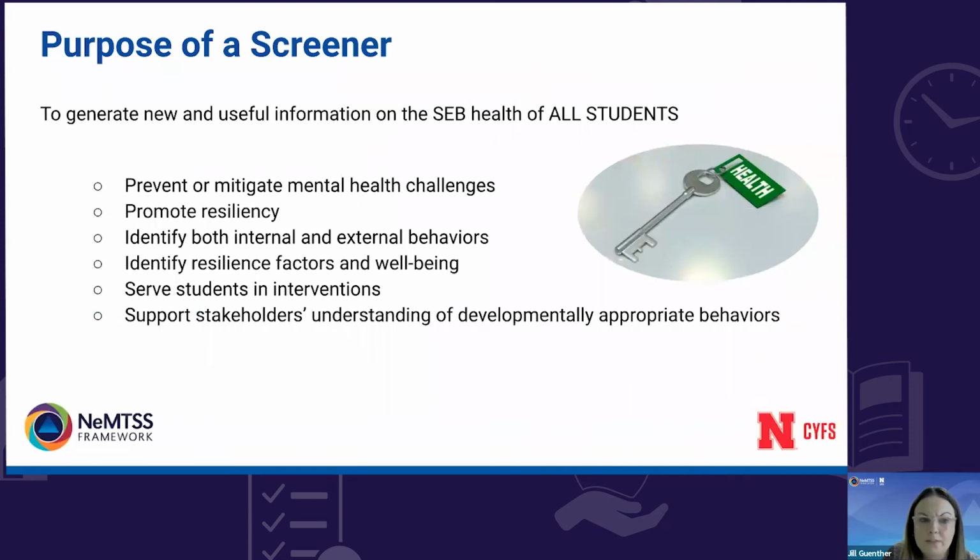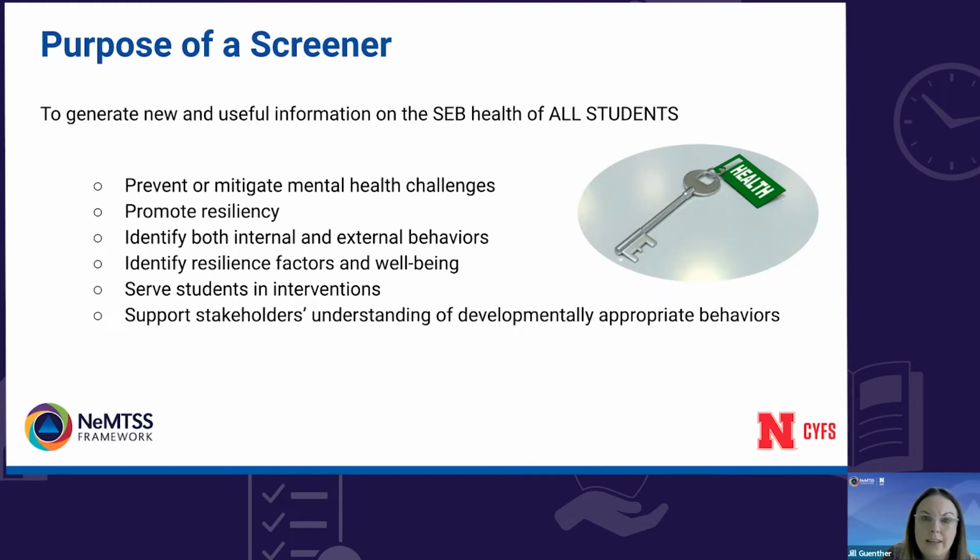So the purpose of a screener really is to generate that new and useful information on the social, emotional, behavioral health of all students. Early identification is key. And we have to remember that screening is not diagnostic. It's simply to help flag or suggest those further follow-up or additional support. The purpose of the screener is to identify those unmet needs early on, and also when the available data that we have doesn't do that.